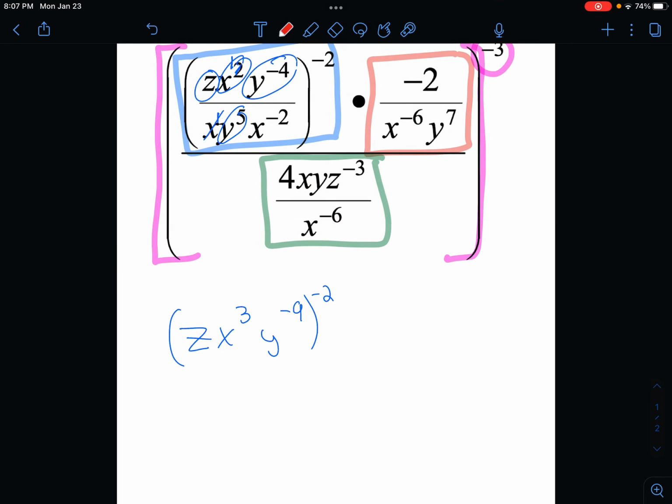Now I'm going to look at this red part here. We have negative 2 in the numerator. We have x to the negative 6 in the denominator, so I'm going to make that x to the positive 6 in the numerator. And y to the 7th in the denominator, I'm going to make y to the negative 7. So one of these strategies I'm using is I'm putting everything into the numerator, so then I don't have to really keep track of the fractions as much.